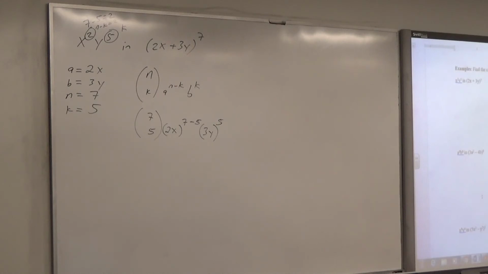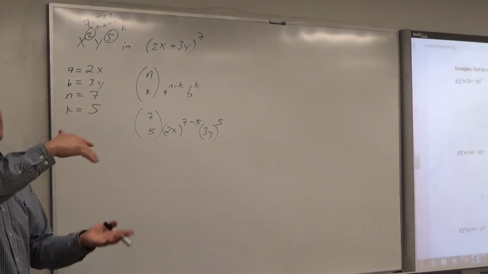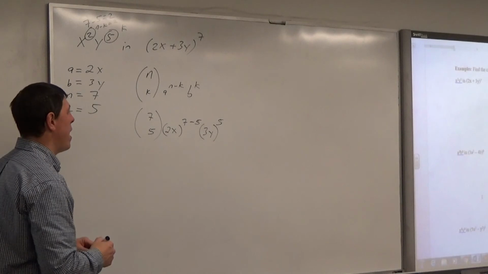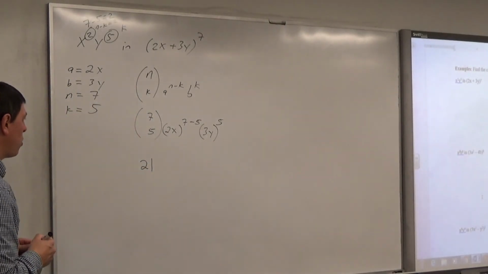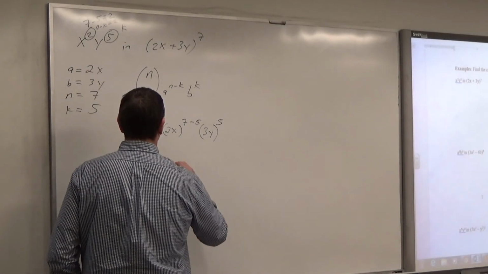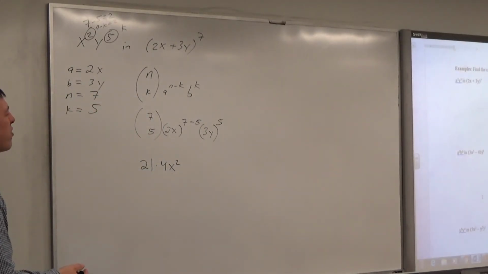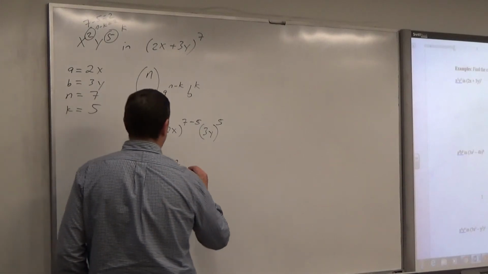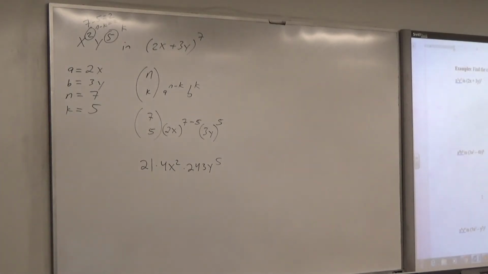Okay, now all we're going to do is we're just going to evaluate, and then we can be done with this, okay? 7 combination 5, we could write out Pascal's triangle if we wanted to, or we could just get 21 out of it, whichever one you guys prefer. In fact, we proved that one earlier. 2x squared is going to be quantity 4x squared for that. And then 3 to the 5th is going to be 243. And then we have y to the 5th. Then we're just going to multiply it out.